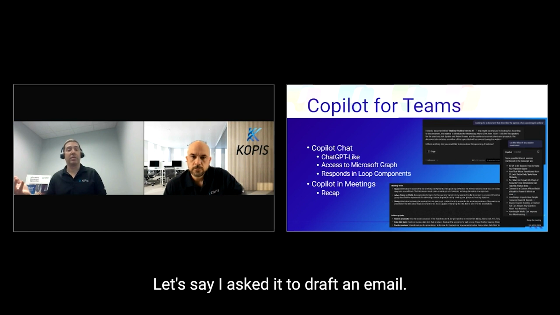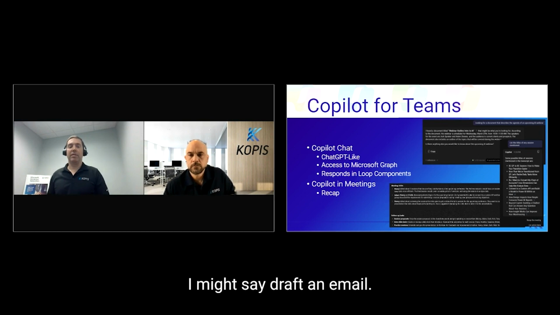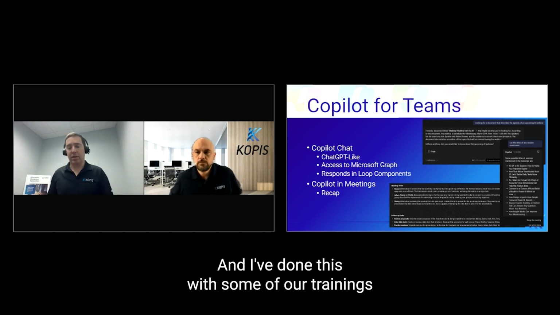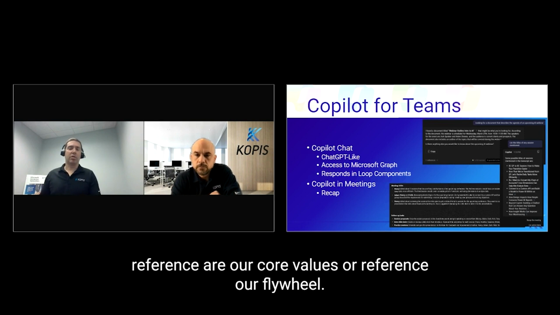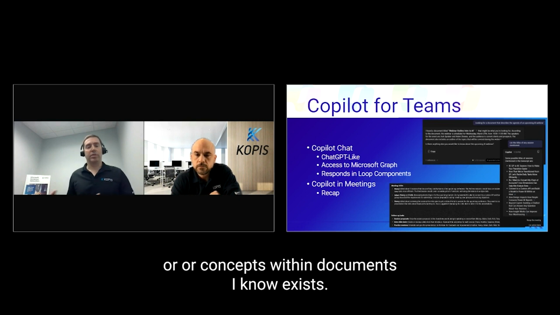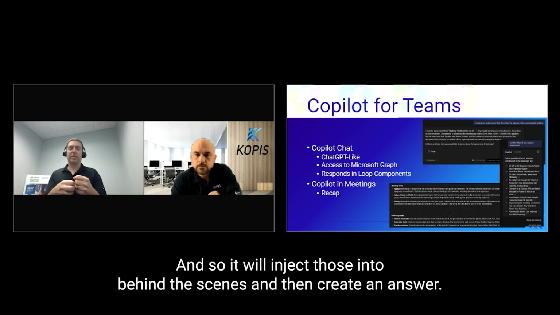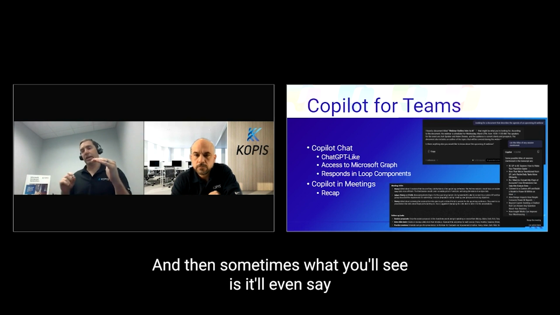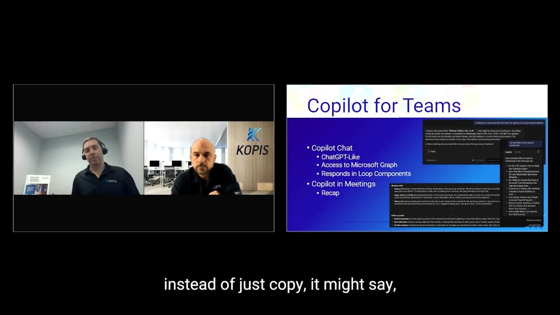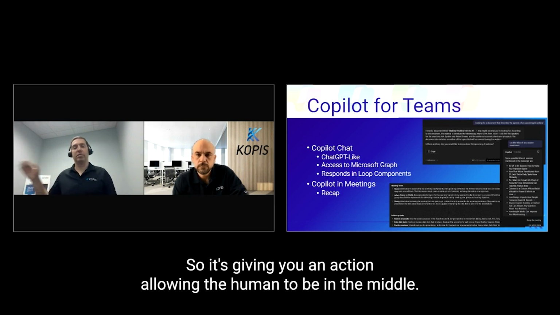So it's making it easy for you to copy that information. Let's say I asked it to draft an email. Back to the example with Outlook, I might say draft an email, and I've done this with some of our trainings, reference our core values or reference our flywheel. Those are documents, or concepts within documents, that I know exist and it can pull from. It will inject those behind the scenes and then create an answer. Sometimes, instead of just copy, it might say, do you want to start this email or do you want to create this document? So it's giving you an action, allowing the human to be in the middle.